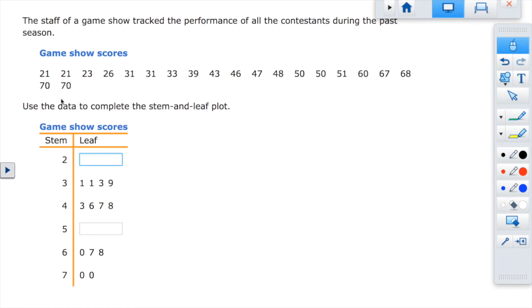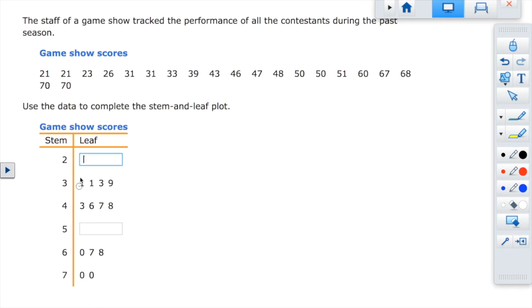Let's do another. So we have the staff of a game show tracked the performance of all contestants during the past season. So these are all the game show scores. First number in our stem is the 20. So we want to take all the numbers that are in the 20s range. So we have 21, 21, 23, and 26. We have 4 numbers in the 20s, so we're going to write all the numbers that are in the ones place behind the 20. So I have a 1. So you'll type that in, hit a space.